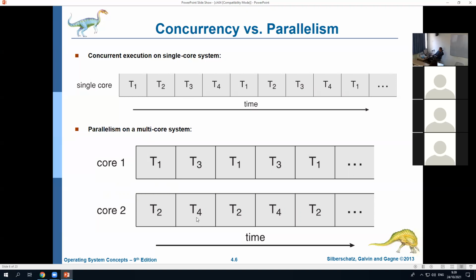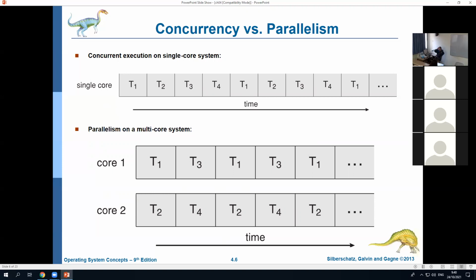Task 3 and task 4 are running at the same time. So they're all making progress, but they're doing it in parallel here. Whereas here, they're making progress, but not in parallel. That's called concurrency. So parallelism is running simultaneously. And concurrency means that they're all progressing, but not simultaneously. They're not running simultaneously.